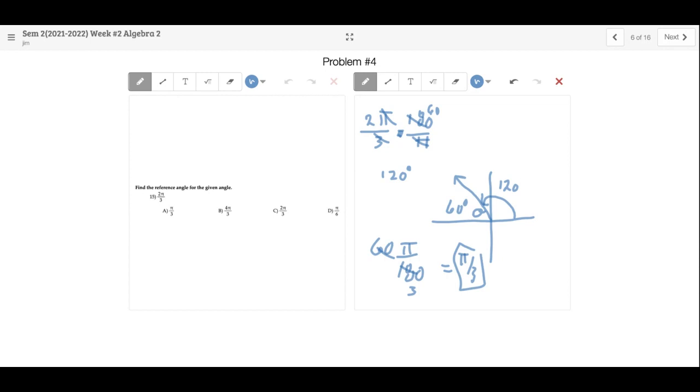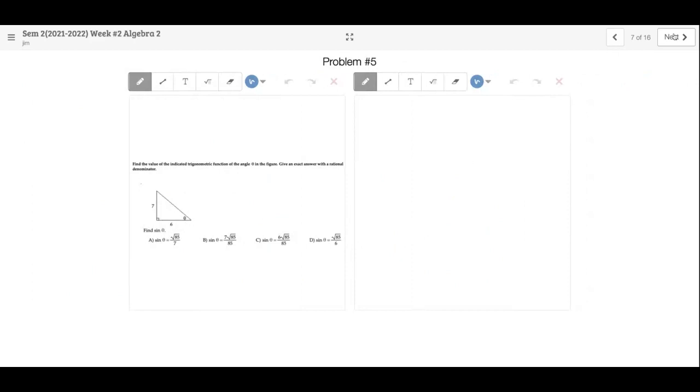Yes, you must. All right, problem number 5. It says, find the value of the indicated trigonometric function of the angle theta in the figure. Give an exact answer with a rational denominator. What does a rational denominator mean? It means you can't have a radical in there, okay? All right, so it wants us to find the sine of theta.